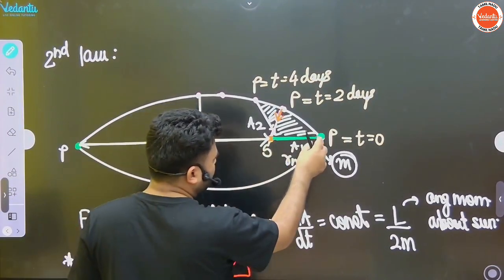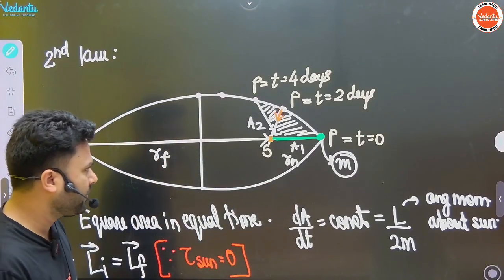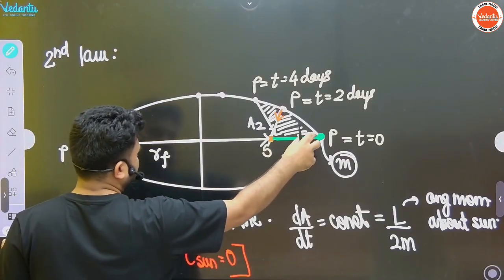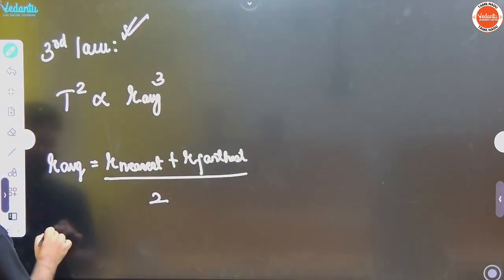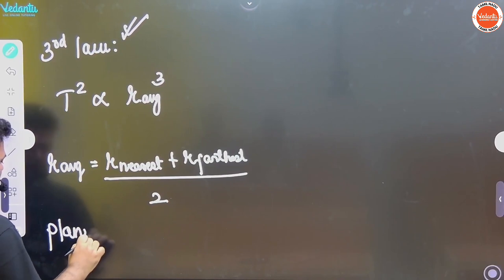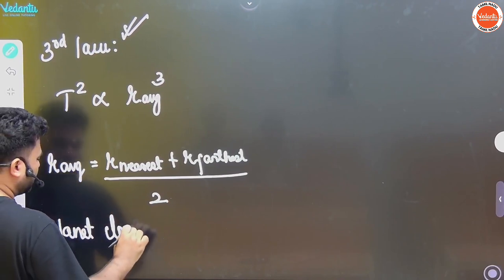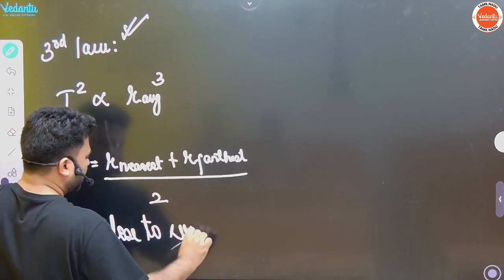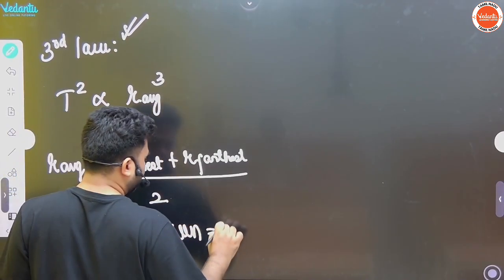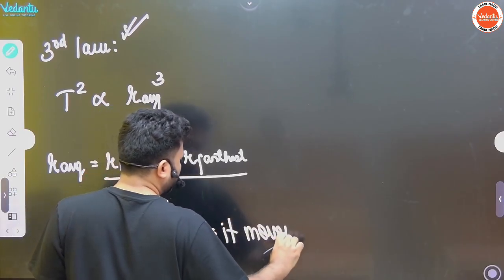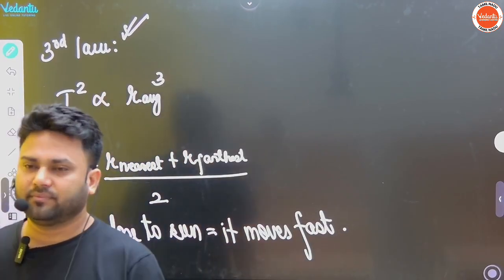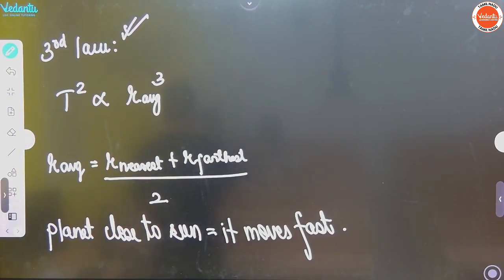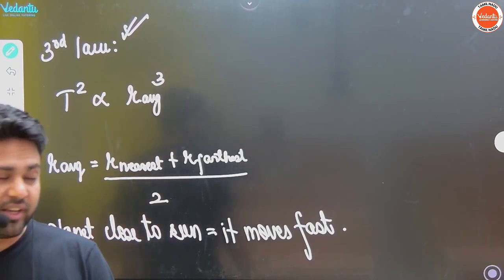One last point. When the planet is close to the sun, it moves fast. When it is away from the sun, it becomes a little slow. Means if they ask the speed of the planet, when it is near the sun, it is high. When it is far from the sun, it will be low. Correct? They ask questions from here also.